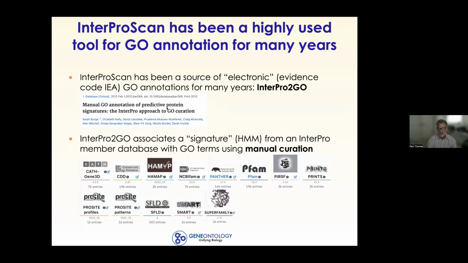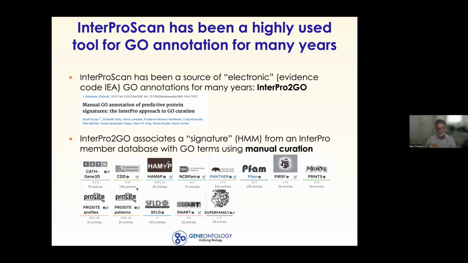It's been a source of these electronic, in other words, computational predictions of gene function GO annotations for many years, dating back to this very nice paper from Sarah Burge et al. describing the process of basically how it works, that they assign GO terms to signatures in the InterPro database. So the InterPro database is a consortium of contributing databases, and I've shown all the members here. And each of them produces a signature, usually a hidden Markov model that can be used to identify hits to those HMMs. And if you've associated GO terms with these signatures, you can then assign those same GO terms to any sequence that hits those models.